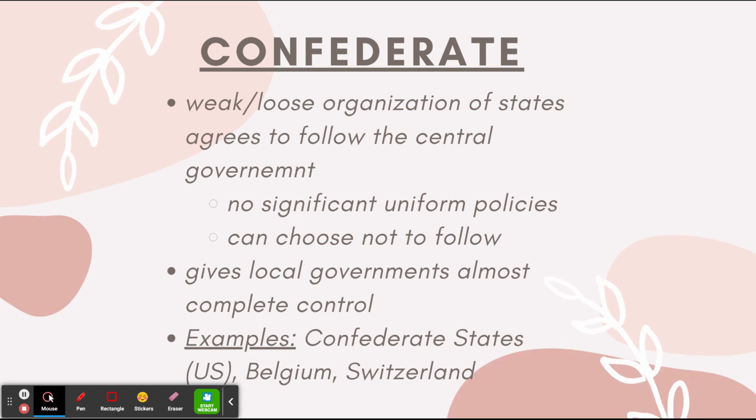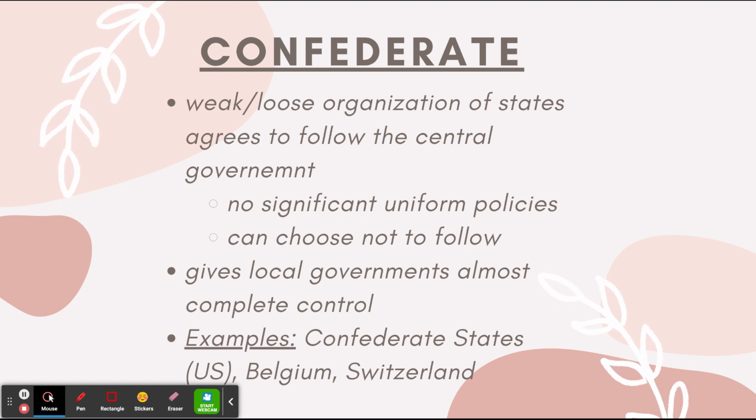The final system that we're going to look at is considered a confederate. Confederate is when there is a weak or loose organization of states which agree to follow the central government. In a confederate government, there are no significant uniform policies. In other words, the federal government either doesn't really have uniform policies, or people can choose whether they do or do not want to follow them, or states can choose whether they do or do not want to follow them. Consequently, this gives the local governments almost complete control.